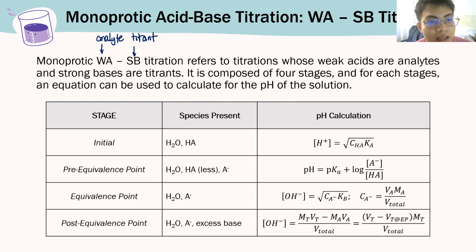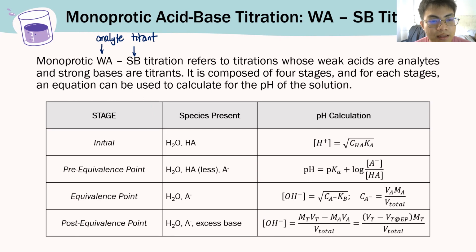So, like usual, we still have 4 stages when we do our weak acid strong base titration. You have your initial, pre-equivalence, equivalence, and the post-equivalence. And then at each stage, iba-iba yung species present. That means also iba-iba din yung equation for each stage. So now let's try to rationalize kung bakit ganun yung equations, because it's really different.